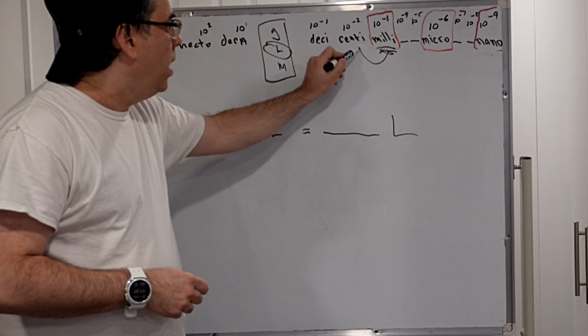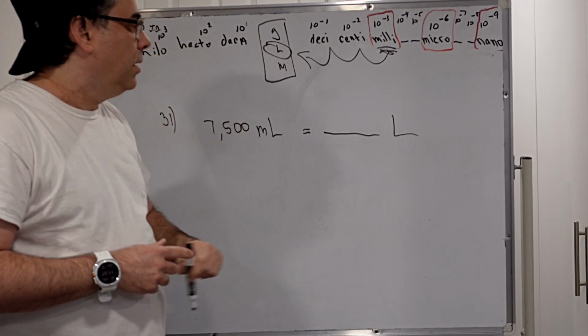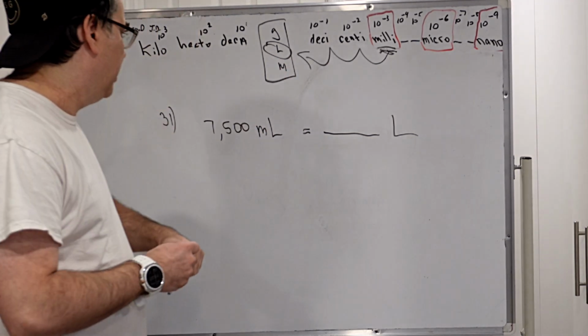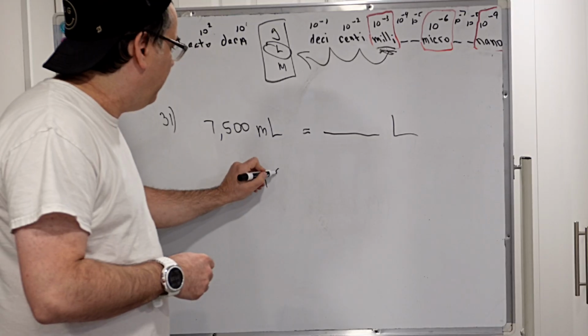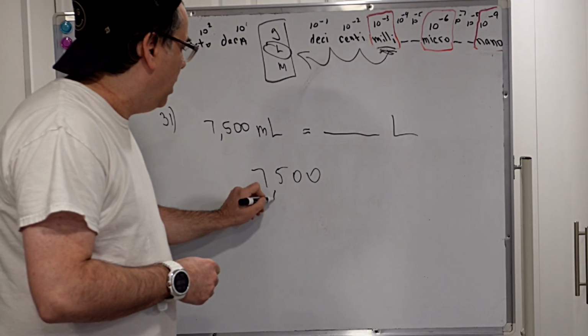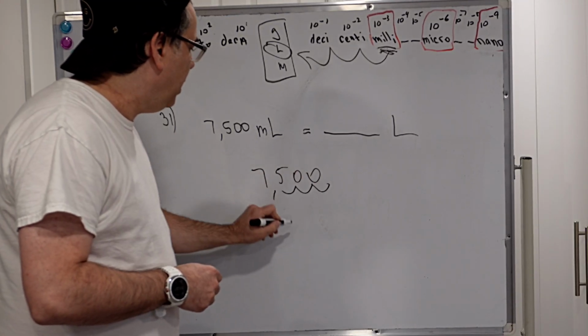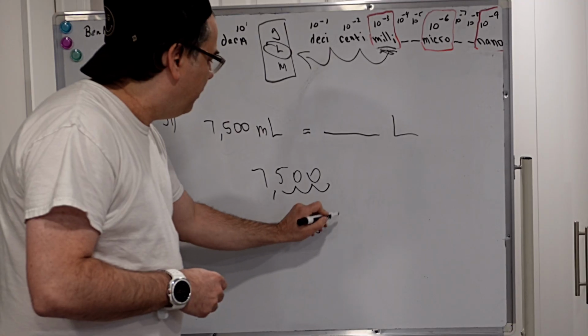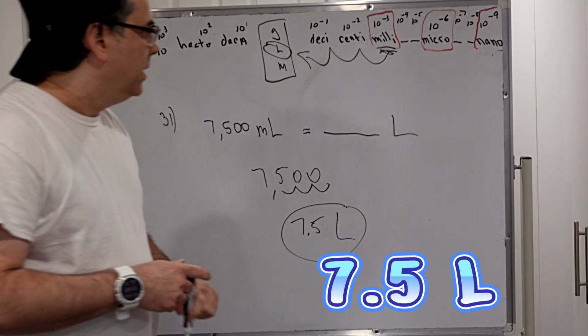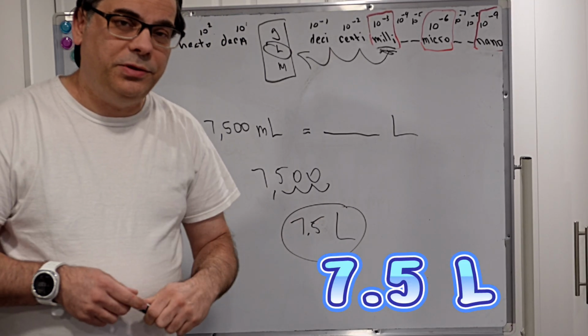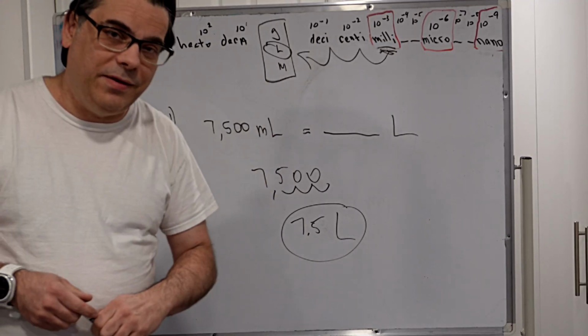We go 1, 2, 3. We're going 3 spaces to the left. So we have 7,500, and we go 1, 2, 3. So we get 7.5 liters. 7.5 liters is the answer. You just move that decimal point 3 spaces to the left.